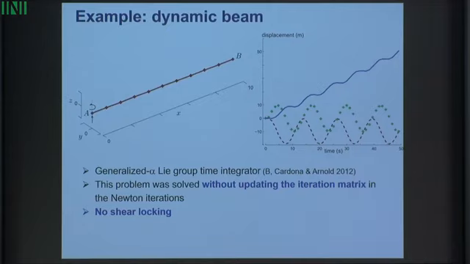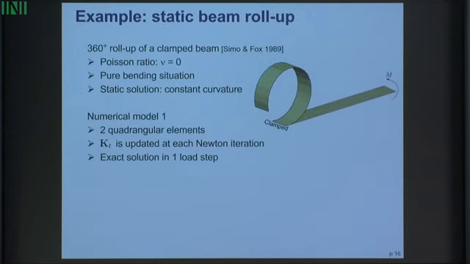And so that's the reason why we can compute the iteration matrix only in the first time step, and then we keep it constant for the whole simulation. So you save a lot of computational cost, especially when you use implicit time integration. You can evaluate this matrix and factorize it only once and keep it for the whole simulation. And on top of that, we don't have any shear locking. So we did not have to use any trick. Naturally, the method is free from shear locking.